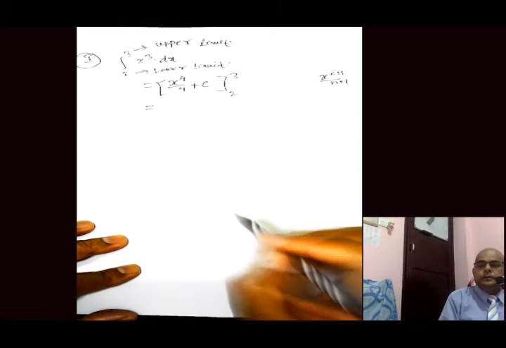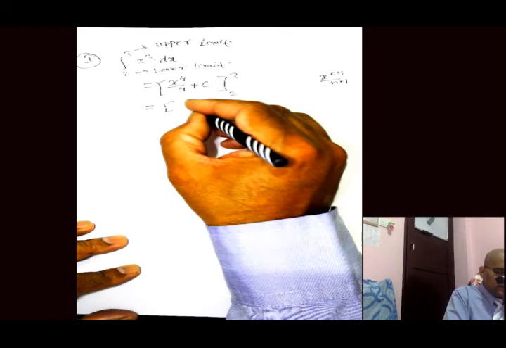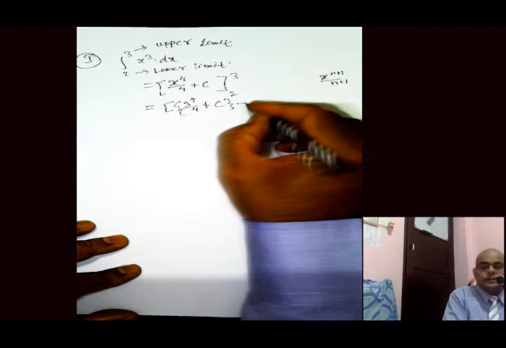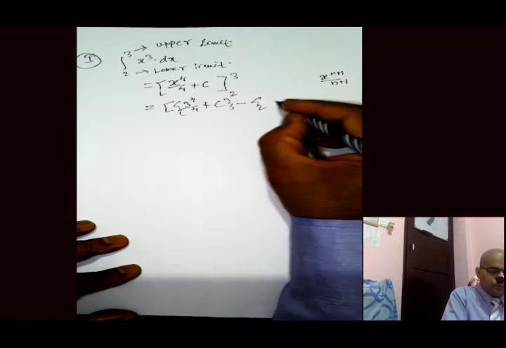After taking the integration, first of all we put in place of x the value 3, so this is 3 to the power 4 by 4, and there is a constant term, so there is nothing to put for that. Then between the upper and lower limit you put the sign minus, and now the lower limit is 2, so you put this value 2: 2 to the power 4 by 4 plus c.